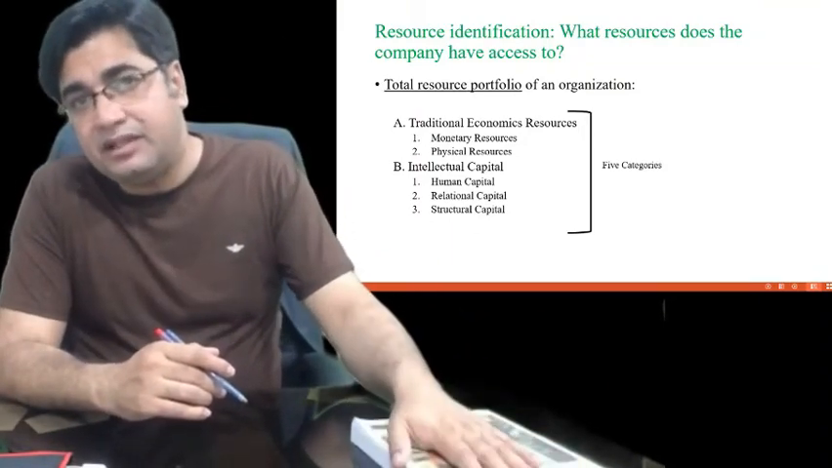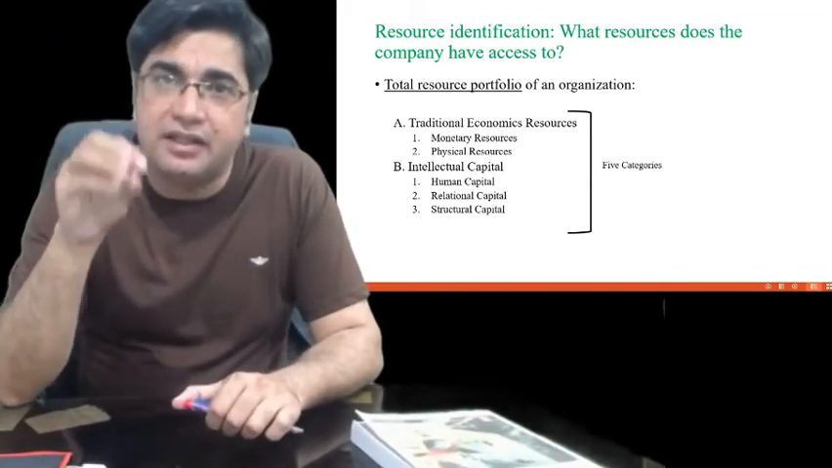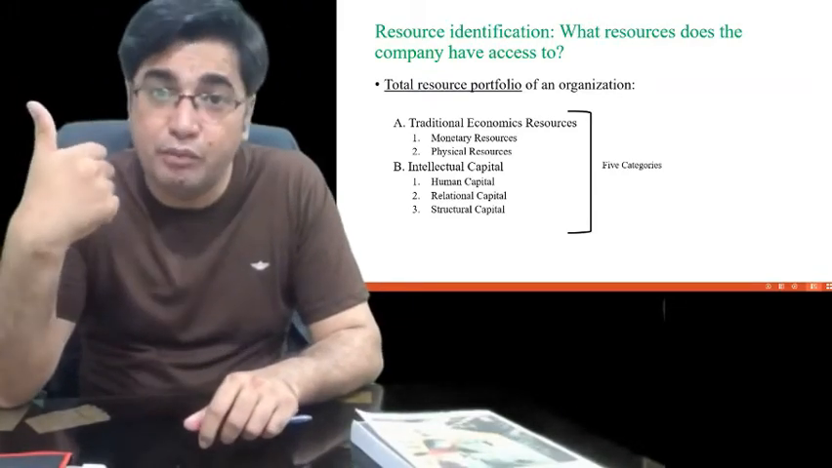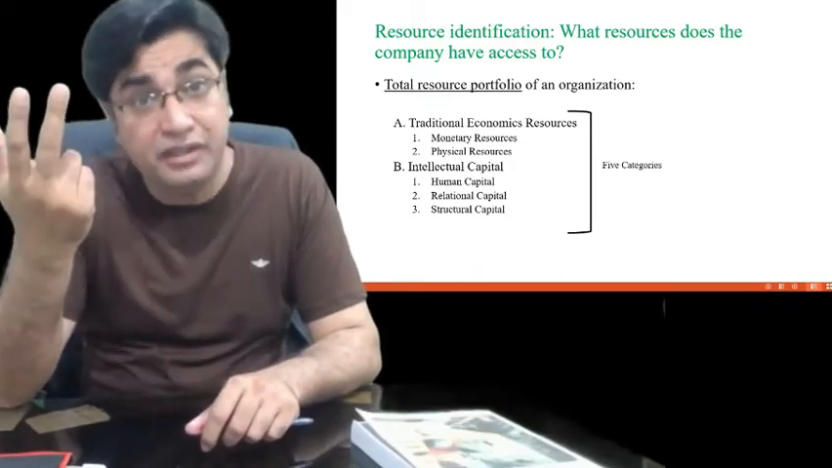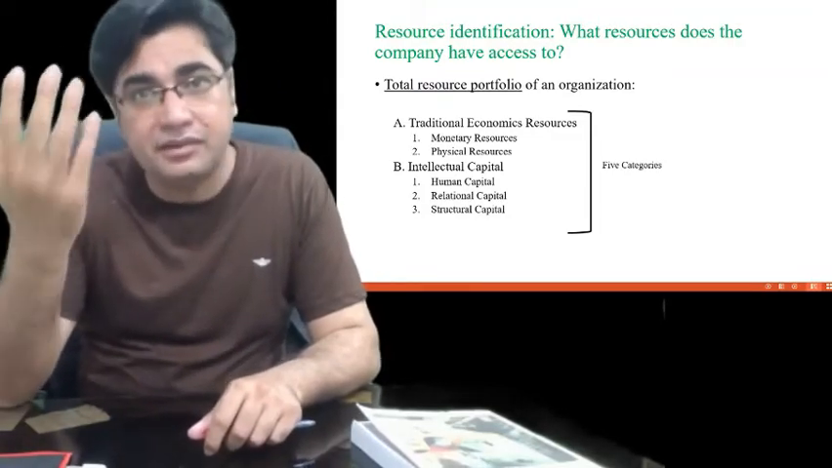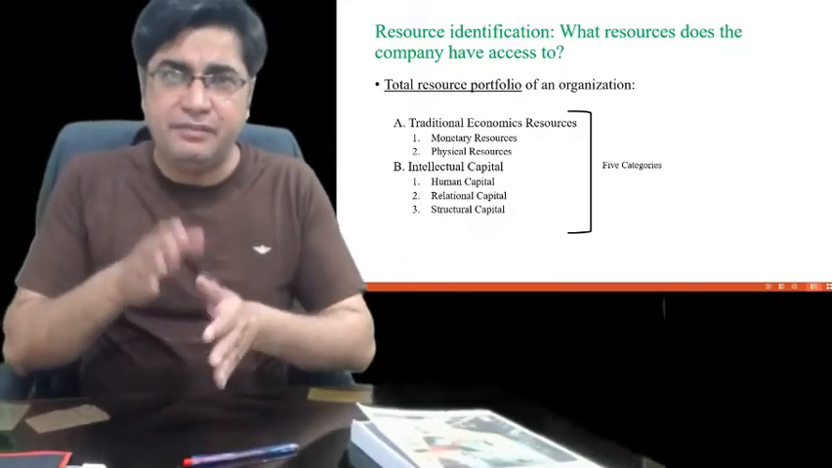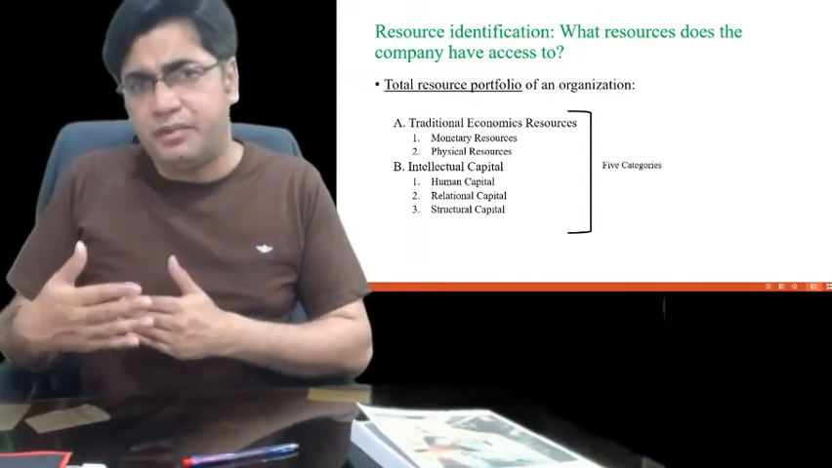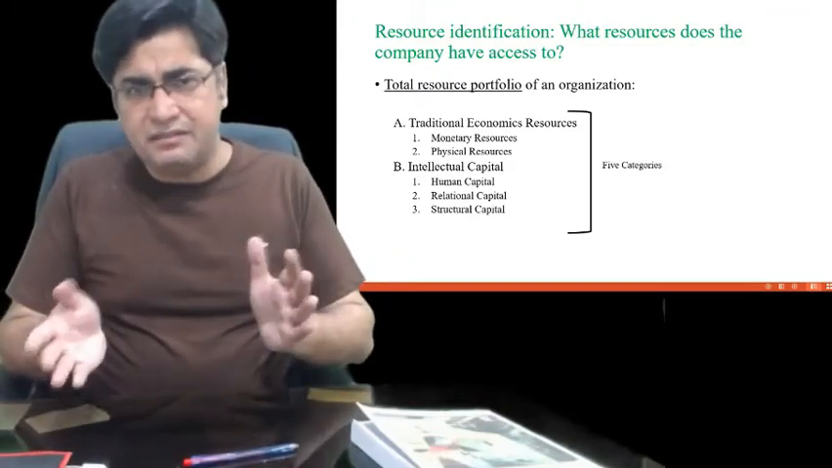These three authors have also mentioned that an organization has five categories of resources. Number one is monetary resource, number two is physical resource, number three is human capital or human resource, then relational resource or relational capital, and process resource or process capital. In fact, throughout our lectures, the words resource and capital will be used interchangeably, but I prefer to use capital as it's a more comprehensive word and it better capitalizes the resources, both tangible and intangible.